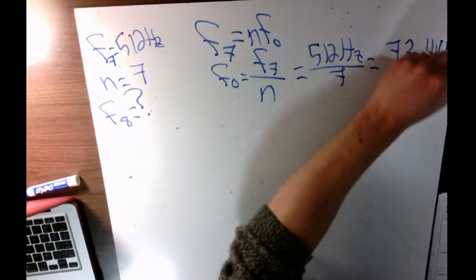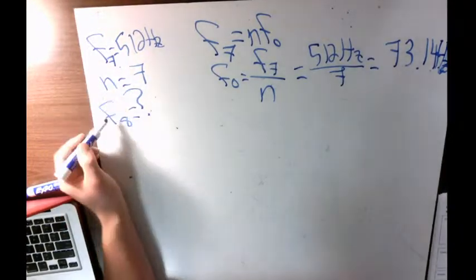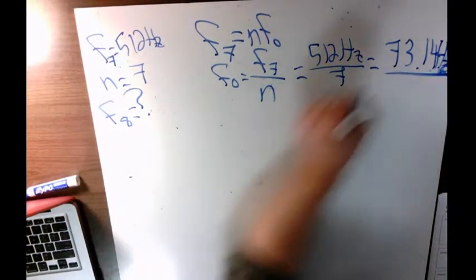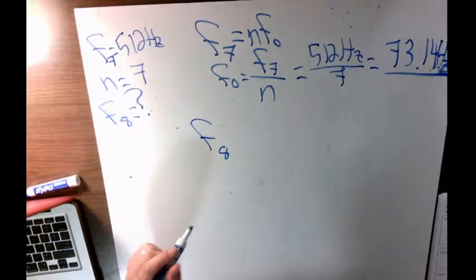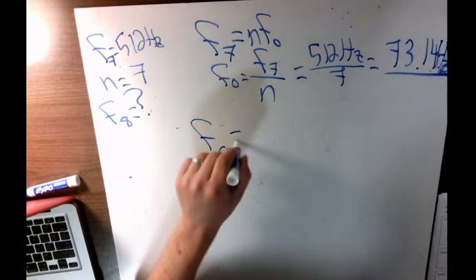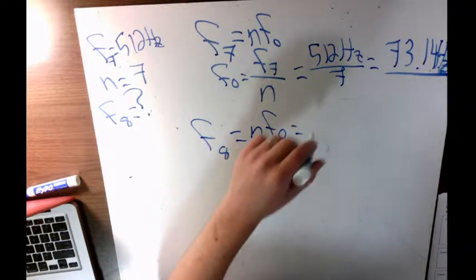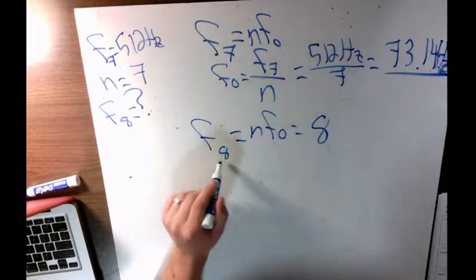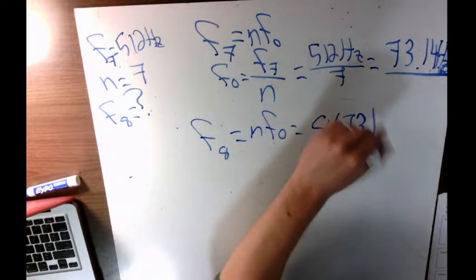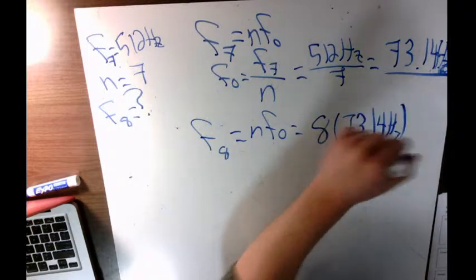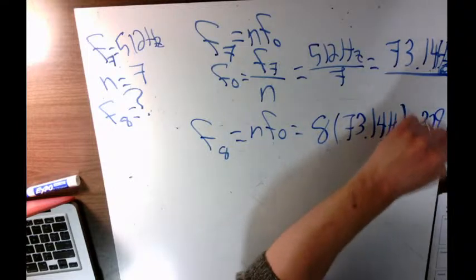And why do we have to find the fundamental? Because we need to know how much to step up from 7 to 8. So this is our fundamental frequency. Our next harmonic will be the 8th, which is going to be F8, which will be 8 because it's our 8th harmonic, times our fundamental frequency of 73.14 hertz, which is 329 hertz.